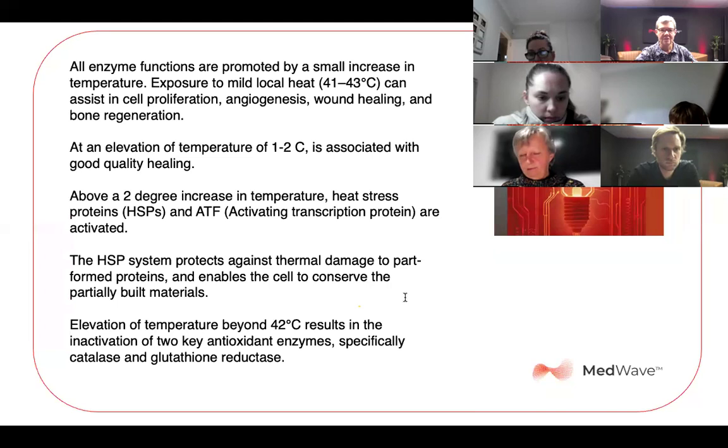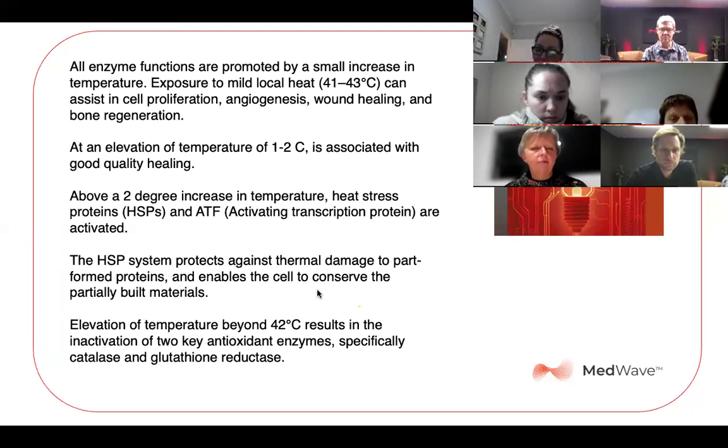And just a reminder that when we heat up our bodies, a slight small increase in temperature, a lot of enzyme functions are actually promoted. So mild local heat actually assists our cell division, circulation, wound healing, even bone regeneration. So, you know, a couple of degrees temperature going up, no problem.